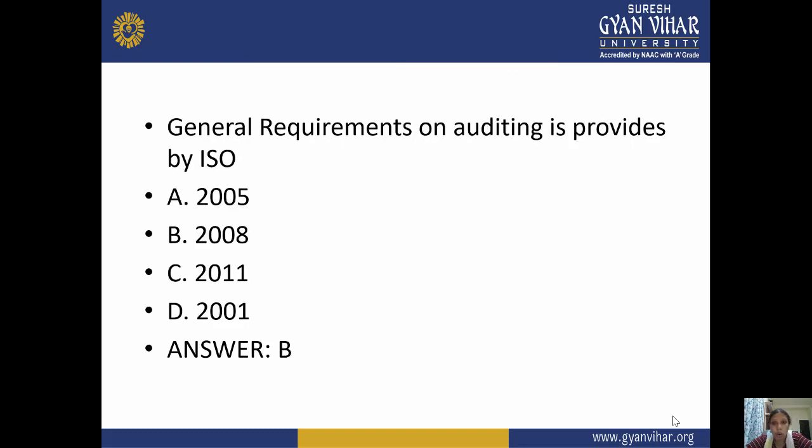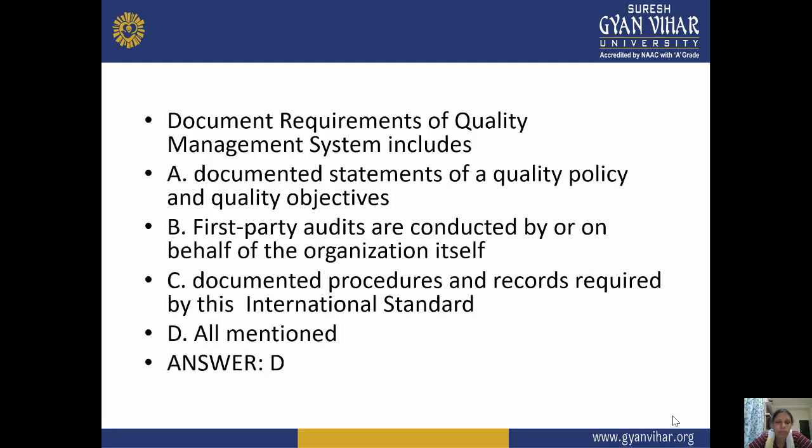General requirements on auditing are provided by ISO 19011, 2008, or 2005, or 1. So the answer is 2008, that is B. So general requirements on auditing are provided by ISO 2008.